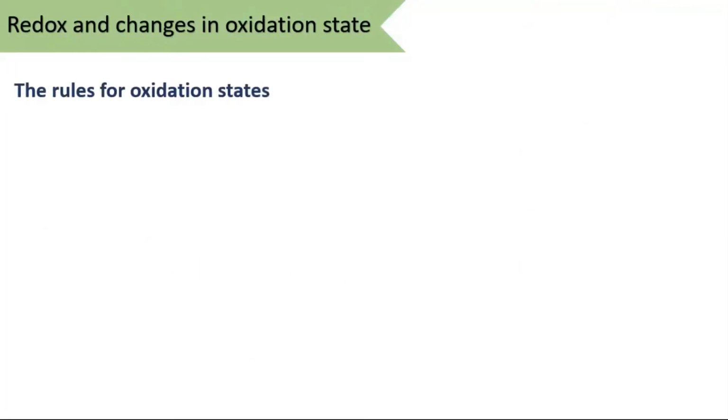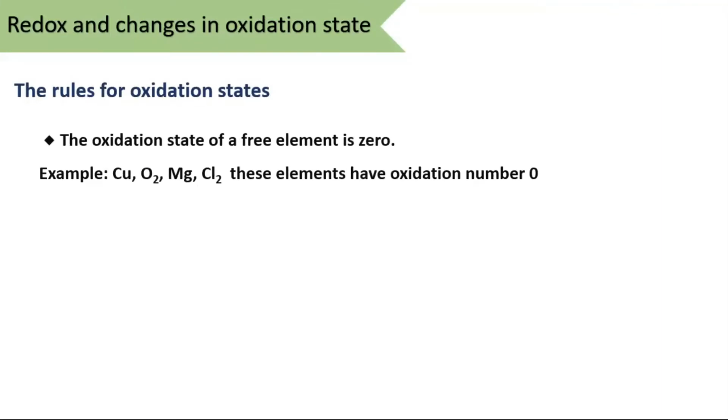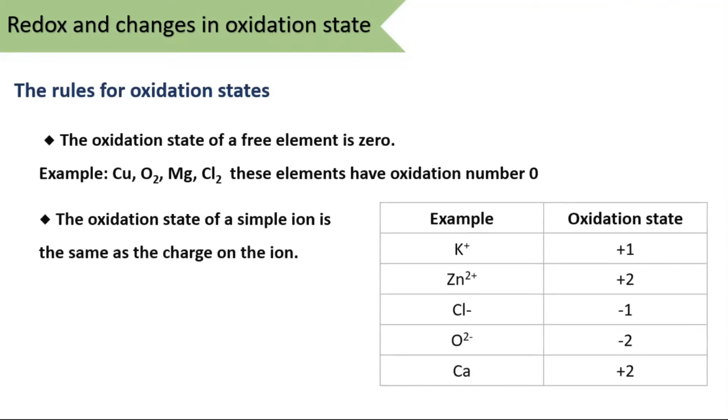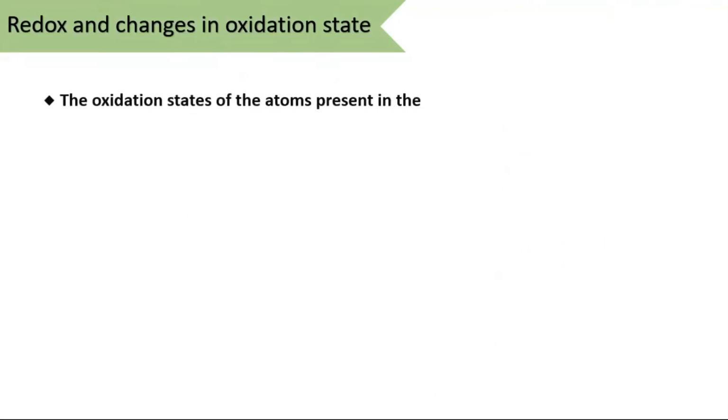There are some rules about oxidation state. The oxidation state of a free element is 0, whether the element is monoatomic copper or diatomic oxygen. When it is an element, the oxidation state is 0. The oxidation state of a simple ion is the same as the charge of the ion. Like the oxidation state of potassium ion is +1, zinc ion is +2, chloride ion is -1, and oxide ion is -2. The oxidation states of all atoms present in a compound add up to 0.